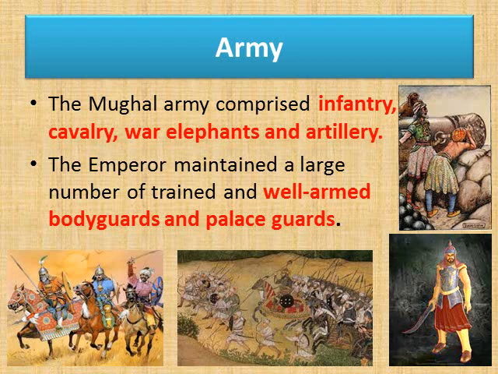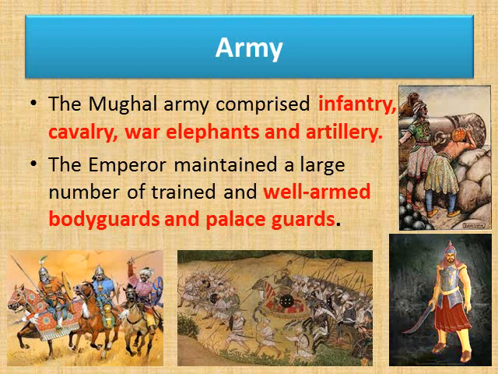And the Mughal army comprised infantry, cavalry, war elephants and artillery. Children, infantry, I-N-F-A-N-T-R-Y. Infantry is an army specialization whose personnel engage in military combat on foot, that is, they fight on their feet. Cavalry are soldiers who fought on horseback.